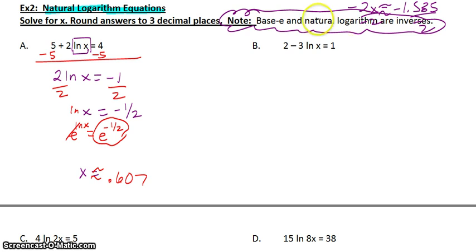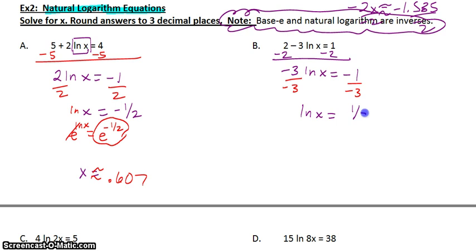Let me show you b. So same situation, have to get the ln x by itself. I subtracted 2 from both sides. It's -3 times the ln of x, so I'm going to divide by -3. I end up with ln x equals 1/3, and now is where I exponentiate.